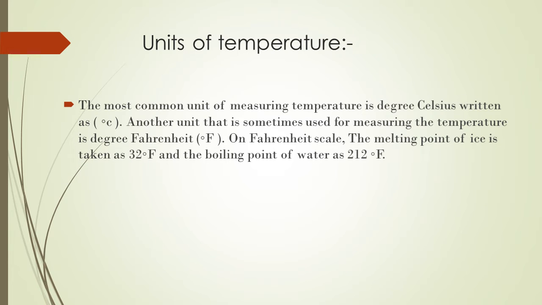Units of temperature. The most common unit of measuring temperature is degree Celsius, written as degree C. Another unit that is sometimes used for measuring temperature is degree Fahrenheit, written as degree F. On the Fahrenheit scale, the melting point of ice is taken as 32 degrees Fahrenheit and the boiling point of water as 212 degrees Fahrenheit.